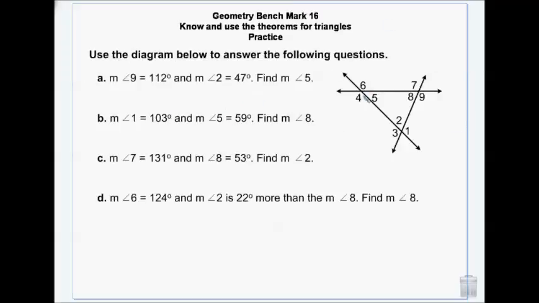When you see one like this, the outside angle is the two inside angles added together. So 9 is going to be 5 plus 2. But they're giving us 9, and they're giving us 2. So 5 is going to be angle 9 minus angle 2. So 112 minus 47, which is 65.